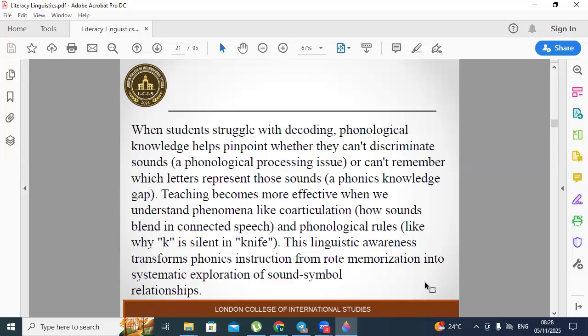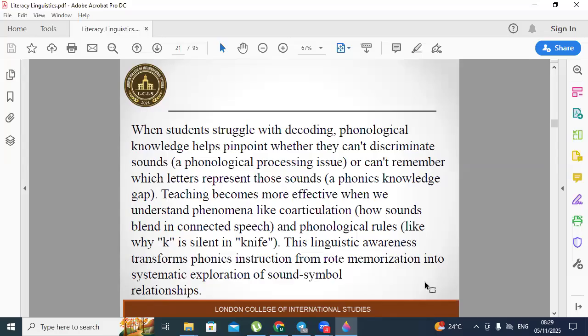In the word cat, the K, A, and T sounds actually overlap in production. They're not three discrete units cleanly separated. Understanding phonological rules explains phenomena that might otherwise seem arbitrary.